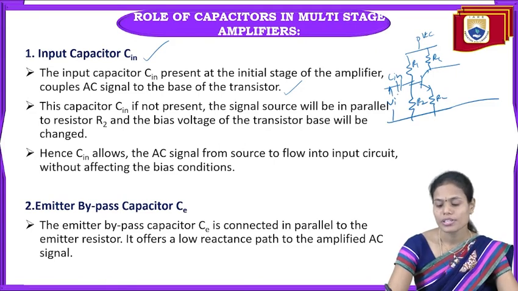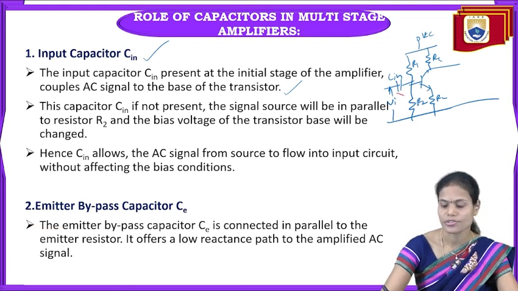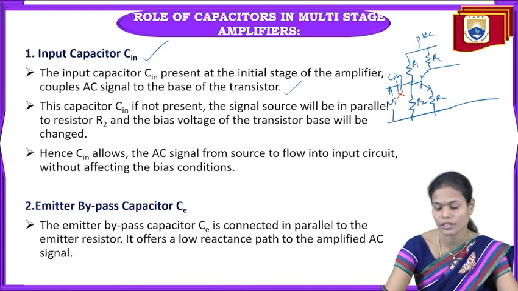Suppose Cin is not present in the first stage, what will happen here? It is the signal source. The signal we are providing here will come in parallel with the R2 resistance. Once our applied signal comes in parallel with R2, the biasing provided by R1 and R2 will vary. Once the biasing condition of the amplifier varies, the output we are expecting across the output will also vary.